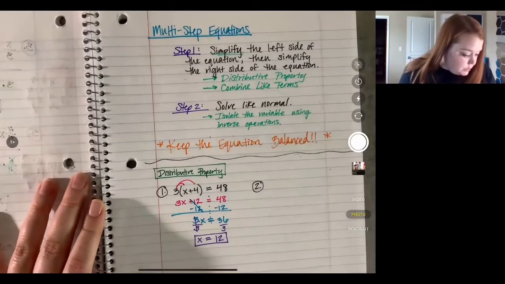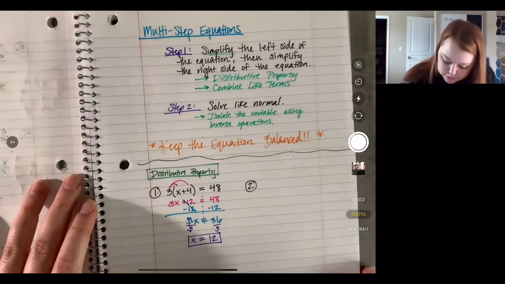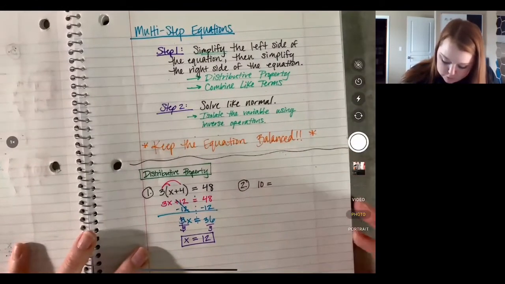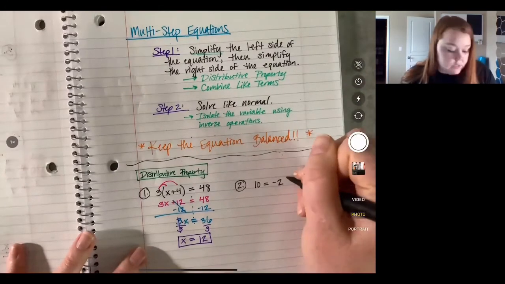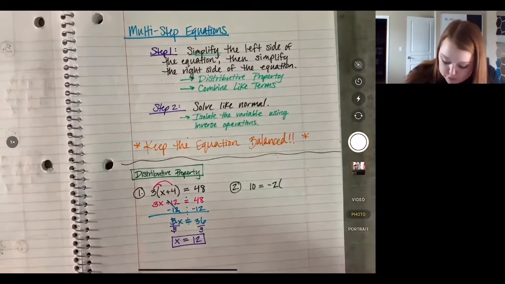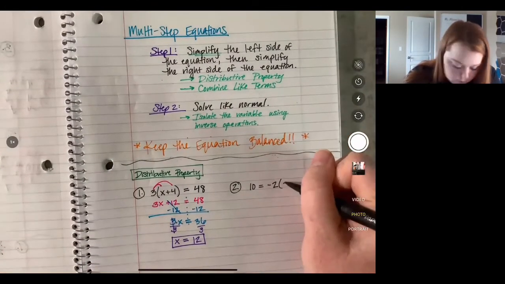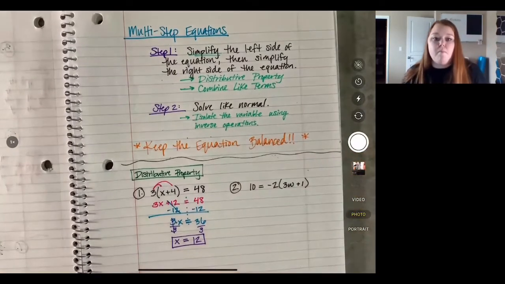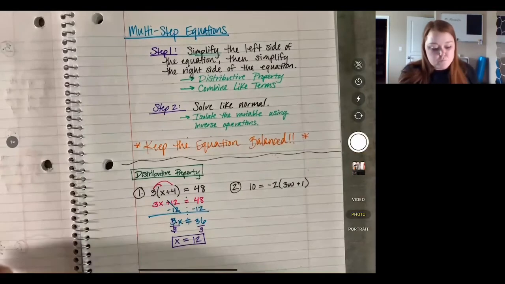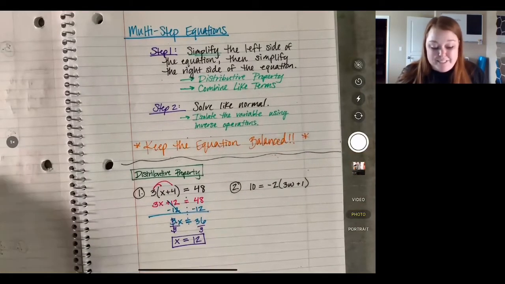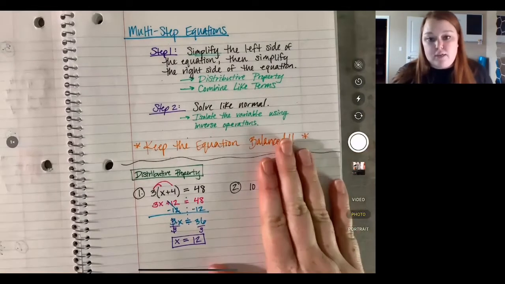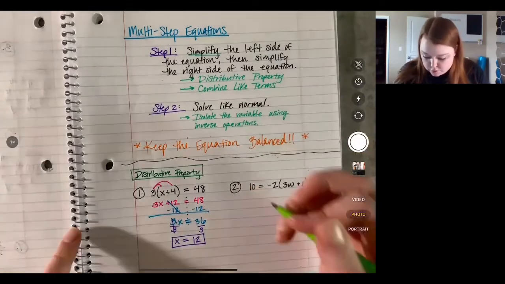Okay. Here's number 2. 10 equals negative 2 times a set of parentheses. Inside your parentheses is 3w plus 1. Okay, so we simplify first. So let's simplify the left side. Left side's just a 10. I can't simplify that further, so I just drop it down.